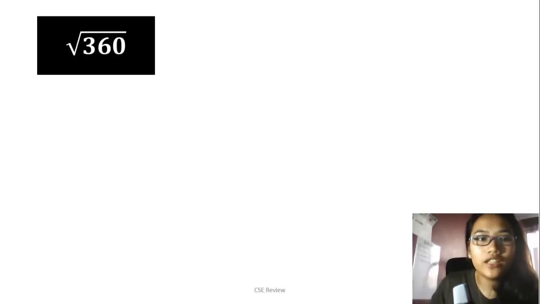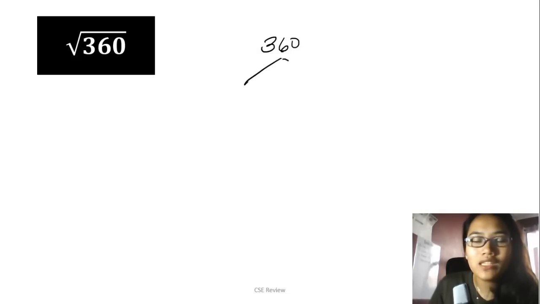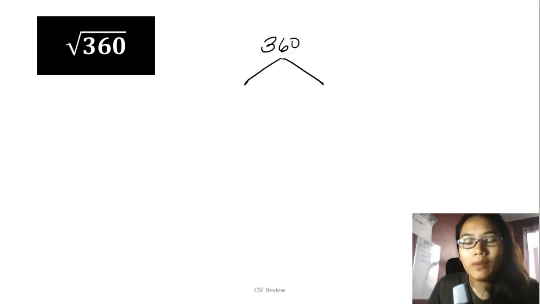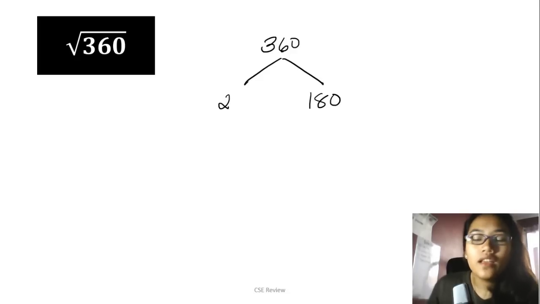Ano yung factor tree na tinatawag? Remember when we were told when we were kids, di ba, na pwede mong i-factor yung mga things? Ibig sabihin, maghanap ka ng mga numbers na pag multiply mo, lalabas siya. In the case of 360, you have 2 and 180. Again, if you can use bigger numbers, go ahead. Pero you can start with smaller ones para mas madali. And then 180 can be 2 and 90. Kasi 2 times 90 will be 180.